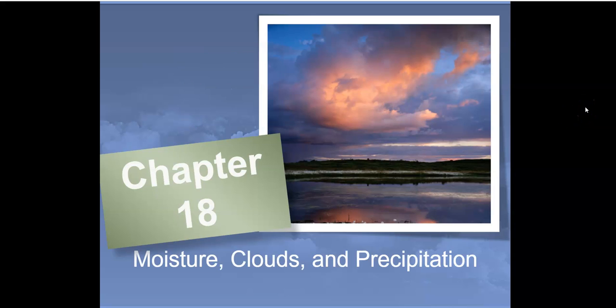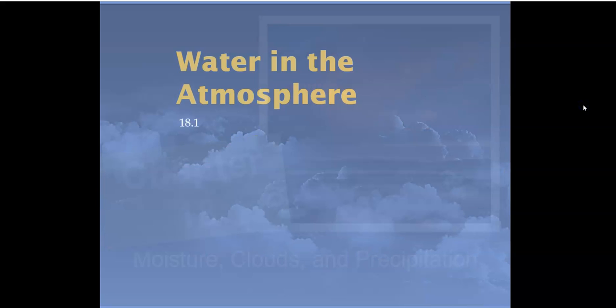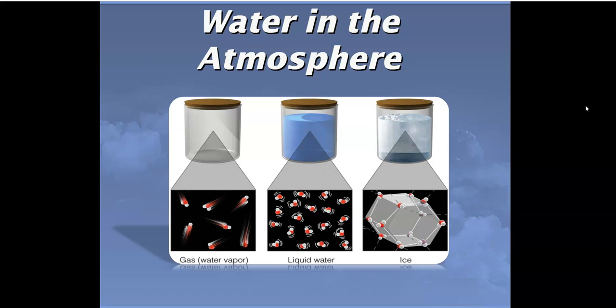Chapter 18. We're going to discuss moisture, clouds, and precipitation in this chapter. Section 1 is over water in the atmosphere. So water in the atmosphere can be found in all three states of matter: gas, liquid, and ice. Hopefully you remember from elementary or middle school the differences between the three states of matter.